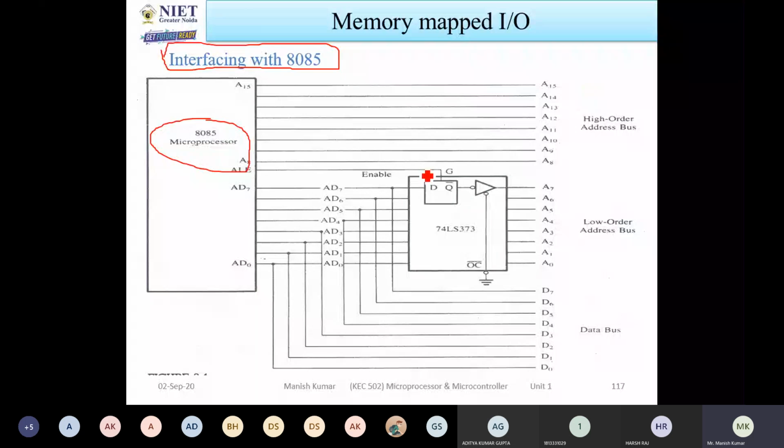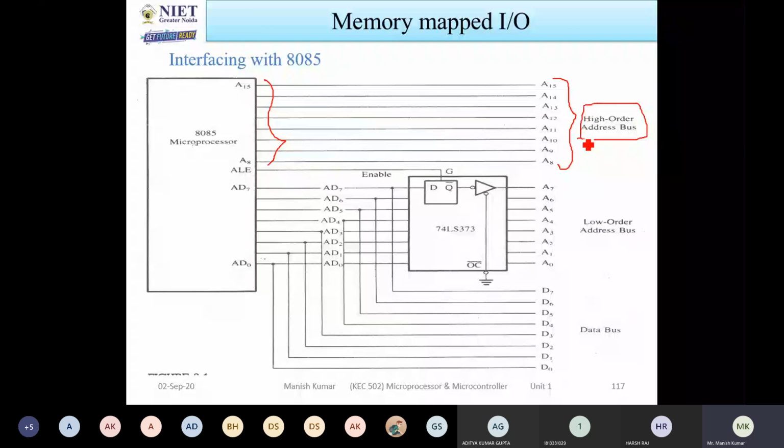Like you can see, with the help of address pins A8 to A15, there is no problem. You can directly interface to A8 to A15. This is also called the higher order address bus. This higher order address bus is used only for address purposes. But AD0 to AD7, these 8 pins will be used as an address or as data.